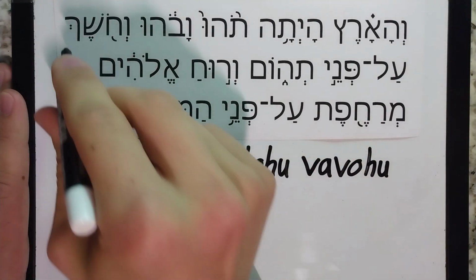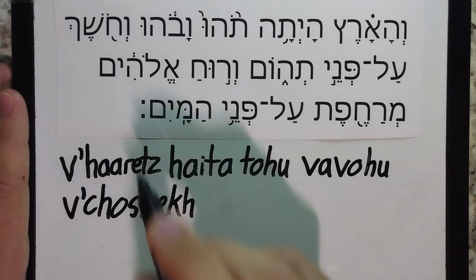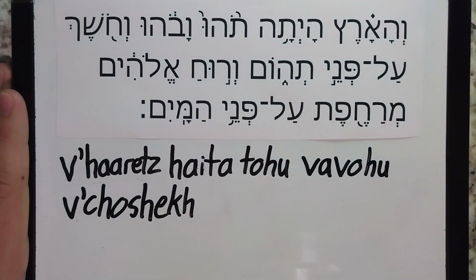In the final kaf, we have a shva. This shva is only here because a final kaf must always have some sort of pronunciation marker, either a shva or a kamatz. This shva doesn't make any difference in the pronunciation of this word. The accented syllable is cho, and so this word is v'choshek.